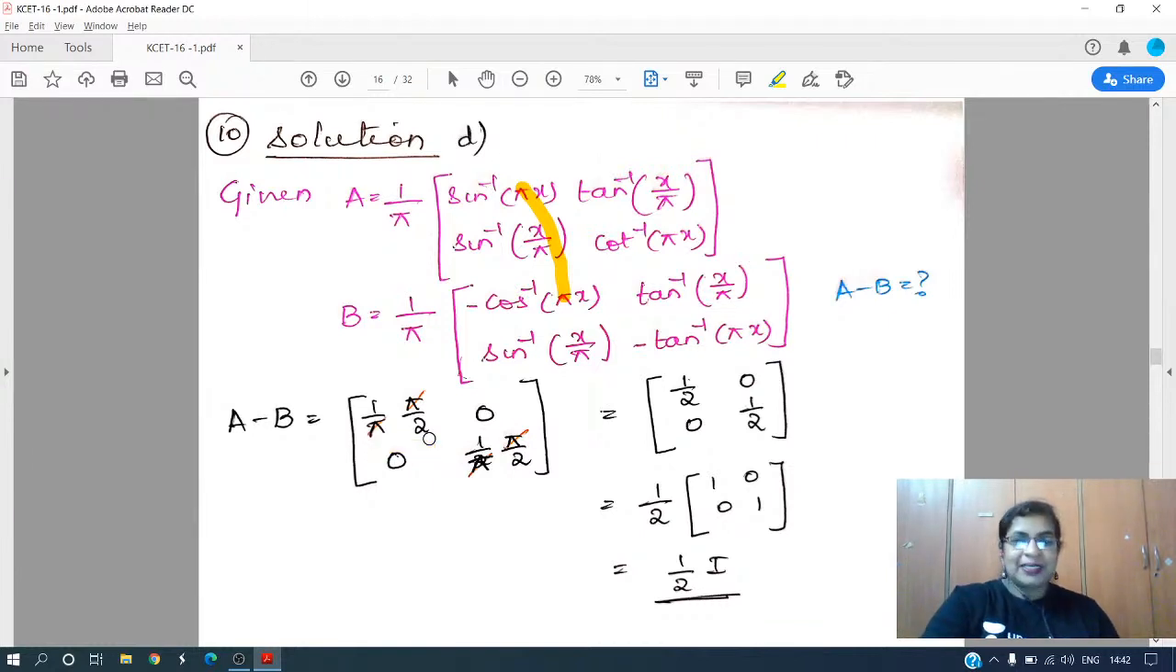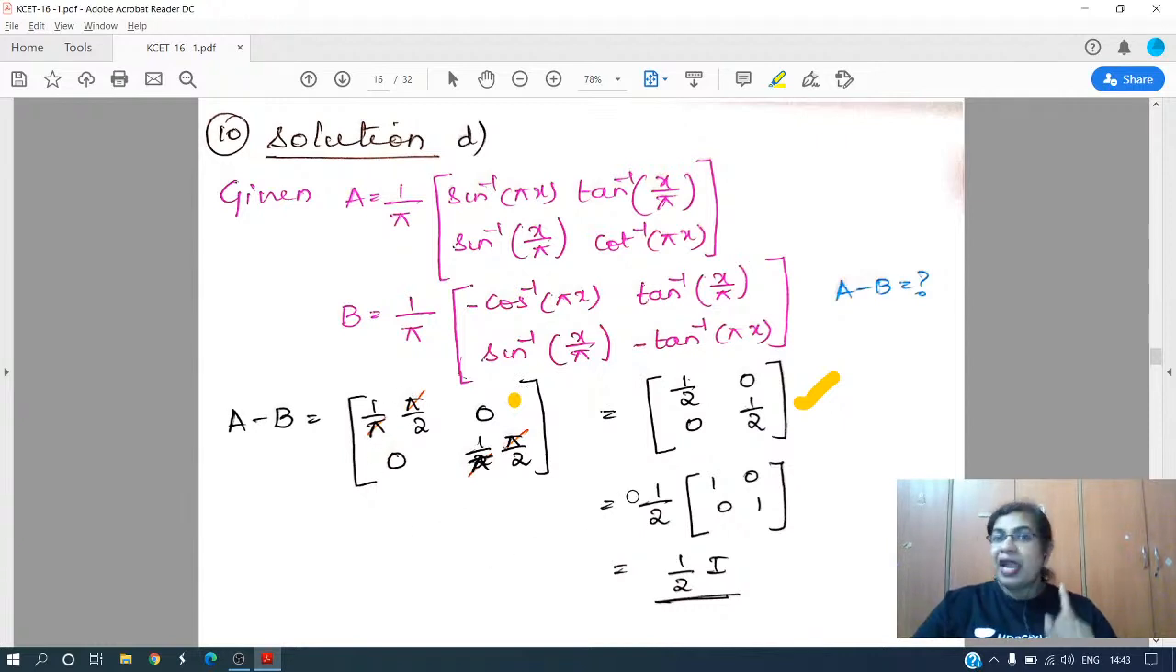Clear? Yes. Now, look at the second element. Tan inverse x by pi minus tan inverse x by pi. Gone. 0. Here, sine inverse x by pi minus sine inverse x by pi. Again gone. 0. Look here. Cot inverse pi x minus of minus, it becomes plus. And who is cot inverse pi x plus tan inverse pi x? Are they cofunctions? Yes. So what is your answer? Pi by 2 with 1 by pi common. Now this pi will get cancelled. What remained is 1 by 2, 0, 0, 1 by 2.